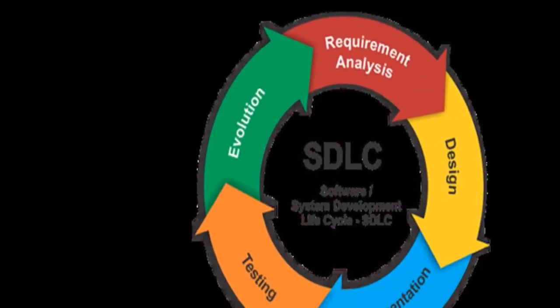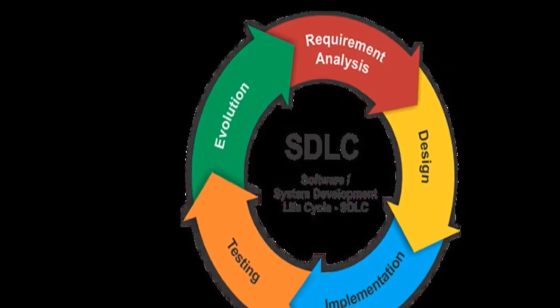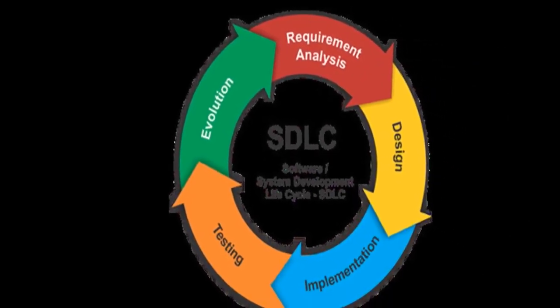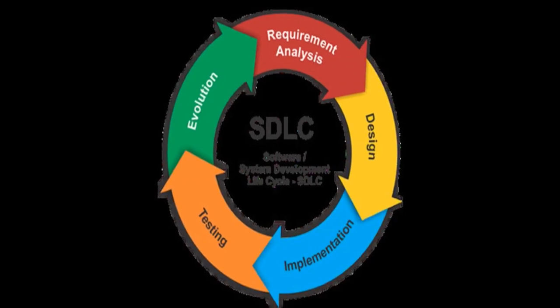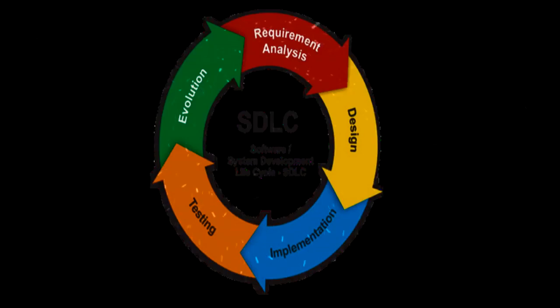Today I tell you simple things about software development life cycle, the SDLC. Software development life cycle, SDLC, is a process used by the software industry to design, develop, and test high-quality software. The SDLC aims to produce a high-quality software that meets or exceeds customer expectations, reaches completion within time and cost estimates.